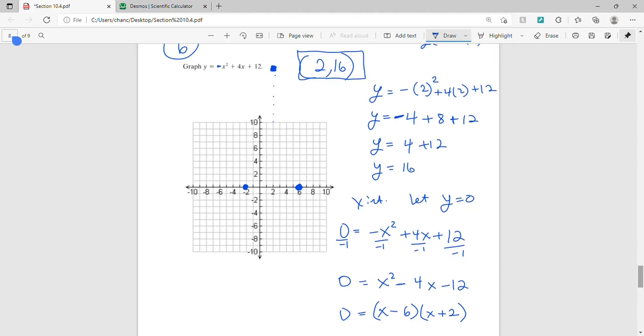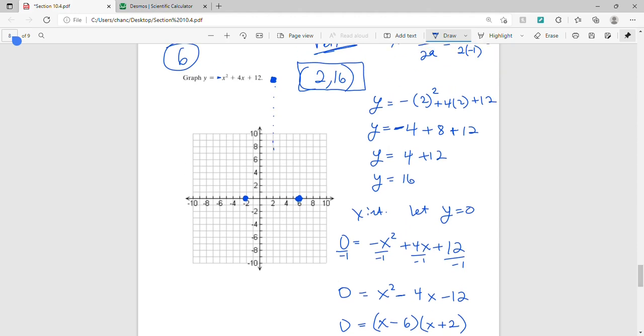Now I want to double check, is that equidistant with the axis of symmetry? Yes, it is. So we know we're on the right path. So always double check to make sure it looks symmetric, and it does.